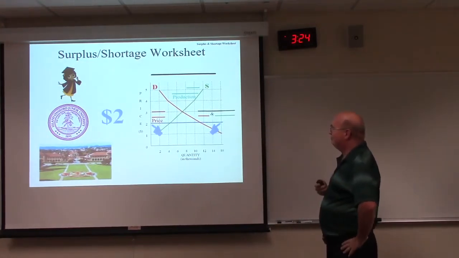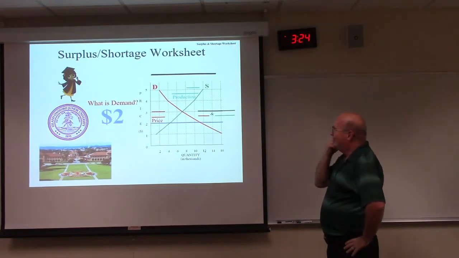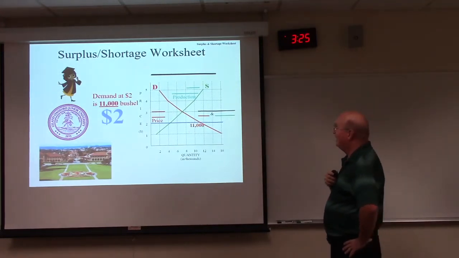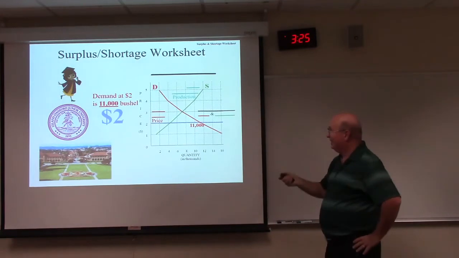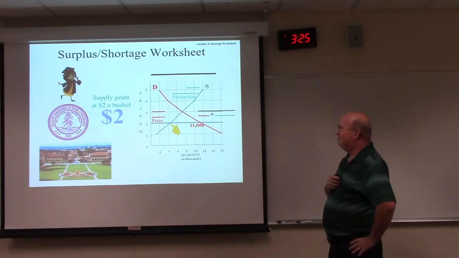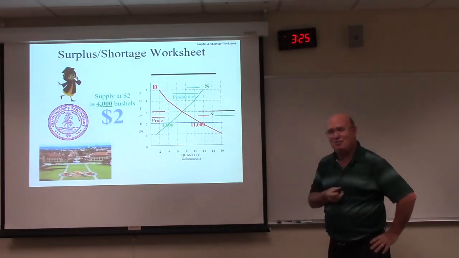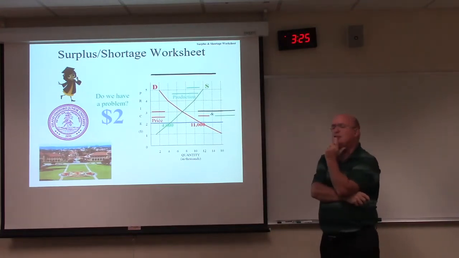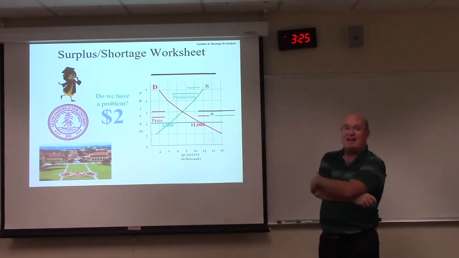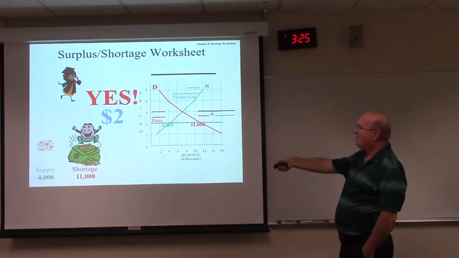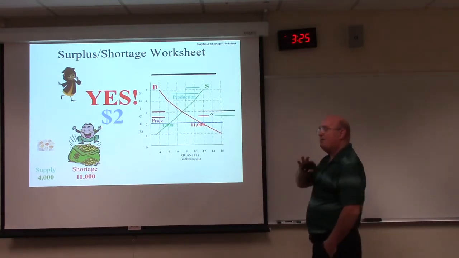And we go, what is demand at $2 a bushel? Ooh, I'm going to look right there because that's where the demand curve crosses the price curve. And I go, 11,000. I just go right down here and there it is. But at $2 a bushel, I'm only going to make 4,000 bushels. So do we have a problem with $2? You should be going, absolutely, because we're nowhere near that X, are we? Yes, we do, because we got lots of people with money and a little bit of corn to sell them.